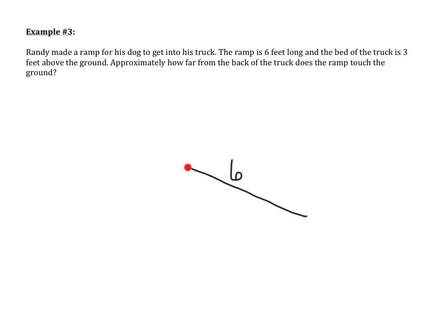So from here, the bed of the truck down is 3 feet. That would be forming a right angle with the ground. So you can see here we have formed a right triangle. You cannot use the Pythagorean theorem unless you have a right triangle. So it's asking for how far from the back of the truck the ramp touches the ground. So it's asking for the length down here. Again, we have a right triangle, so this is going to be our leg length that we're looking for.